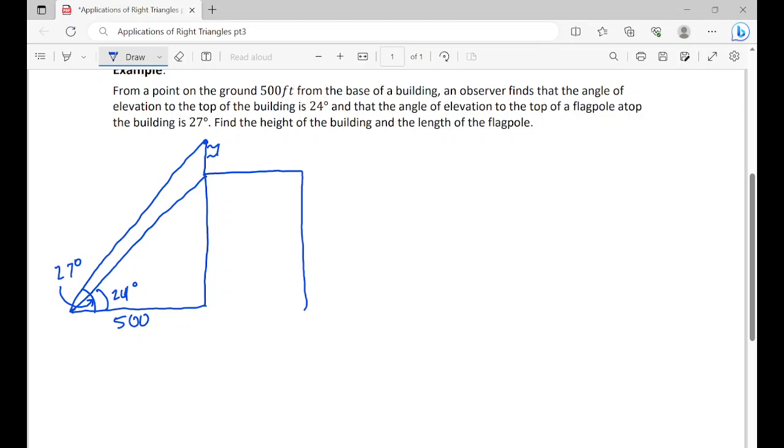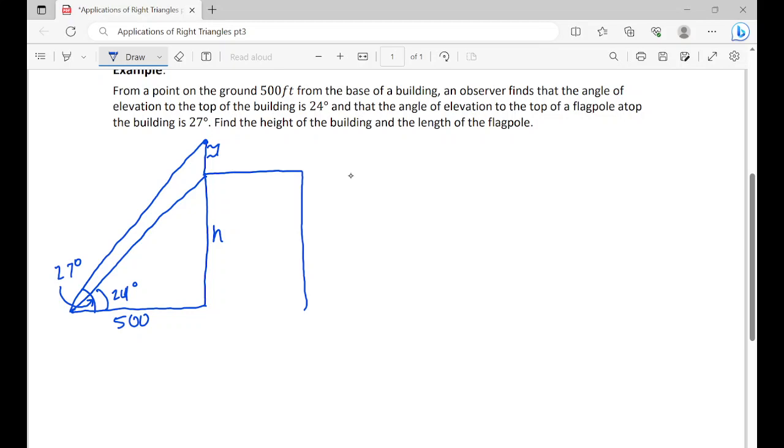Well, I need to find the height of the building, which is this part here. So I'm going to say that this is h. And I'm given this angle here. I have a height that I'm trying to solve for, and I know this length here. So I have an opposite and an adjacent in comparison to this right triangle. Dealing with opposite and adjacent makes me think of tangent right away. So that's what I'm going to do.